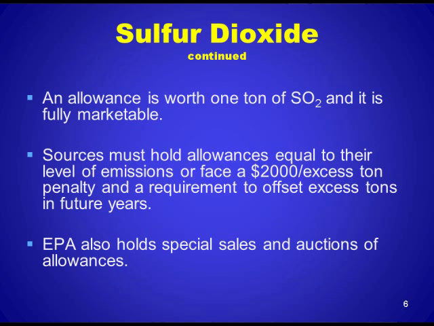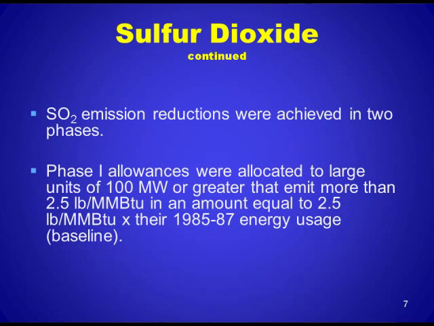Sources must hold allowances equal to their level of emissions or face a $2,000 per excess ton penalty and a requirement to offset excess tons in future years. EPA also holds special sales and auctions of allowances. SO2 emission reductions were achieved in 2 phases.